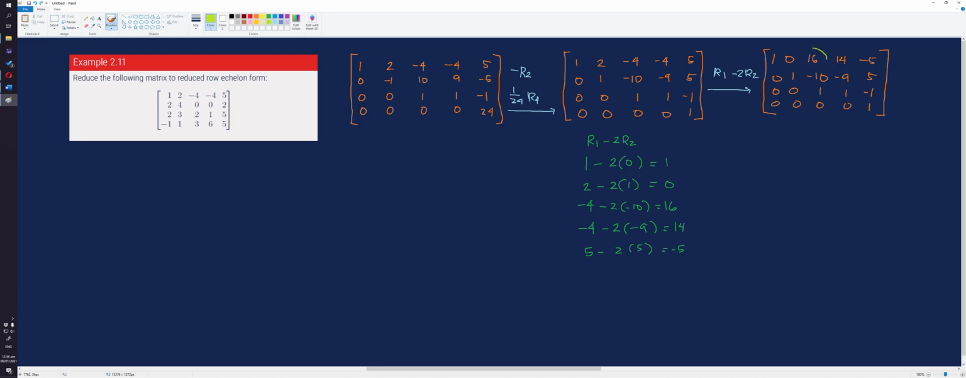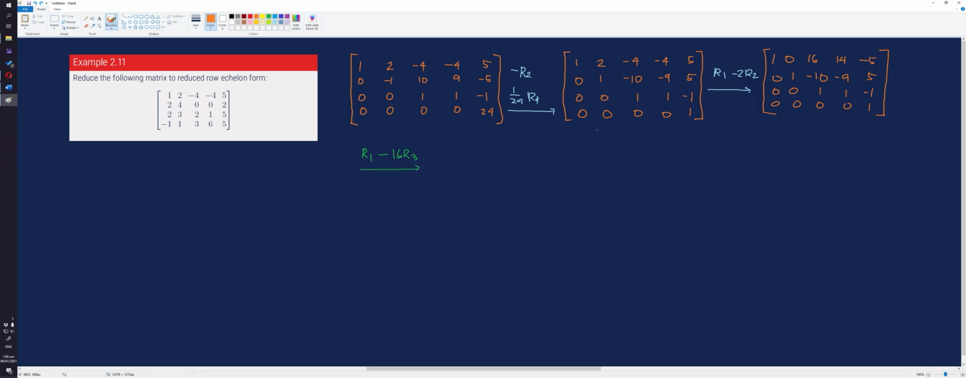Next, we will consider column 3. Since this contains a leading 1, we need to change this and this to 0. So we will manipulate row 1 and row 2. So let's focus first on row 1. For this to be 0, all we need to do is to perform this operation, R1 minus 16 R3. So notice I used the leading entry for this column.